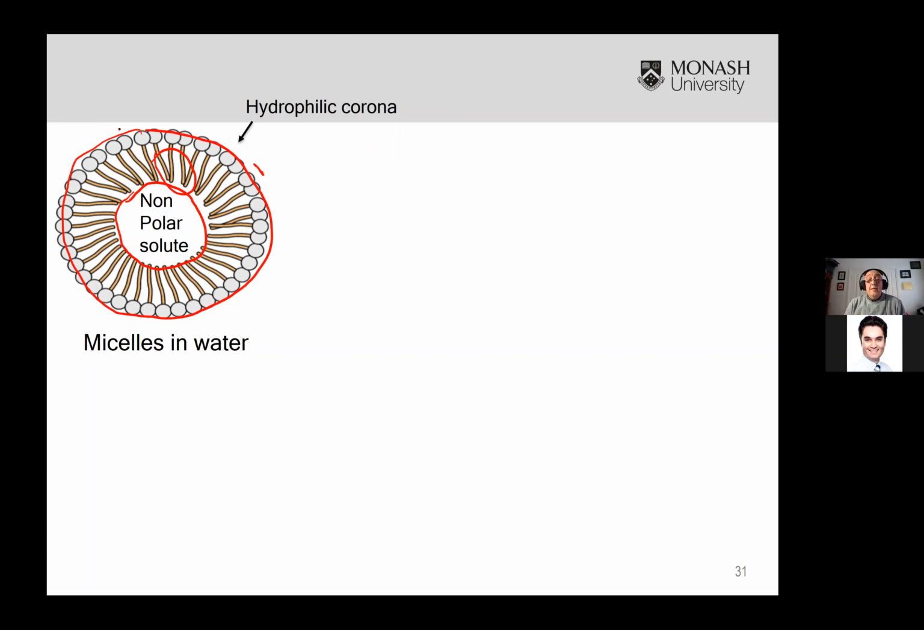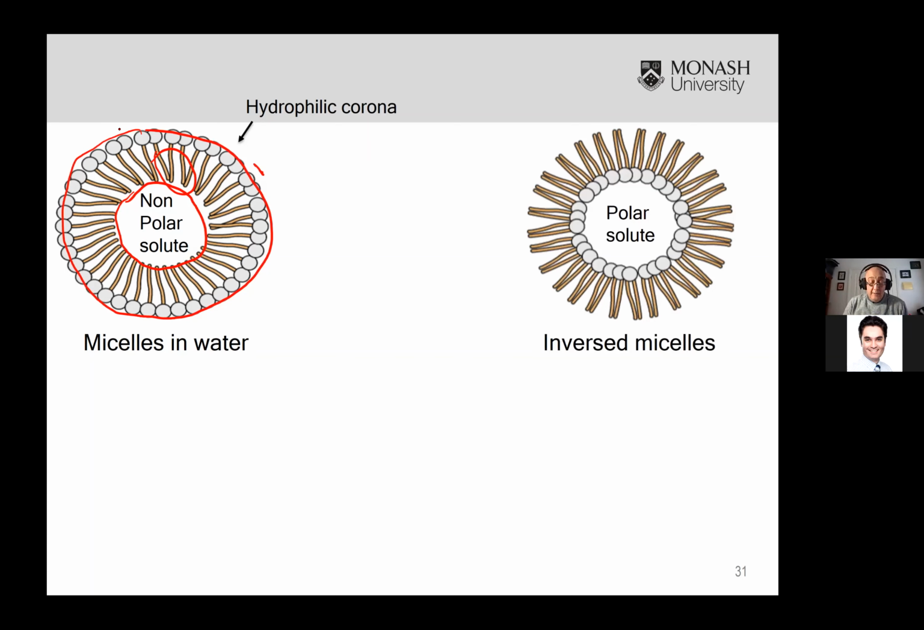Now, if we have a change in solution, these micelles cannot only form in water, but they can also form in non-polar organic solvents. So in this case, what happens? The micelle aggregates are inverted. So we refer to them as inverted micelles, because now the situation is inverted with respect to water.